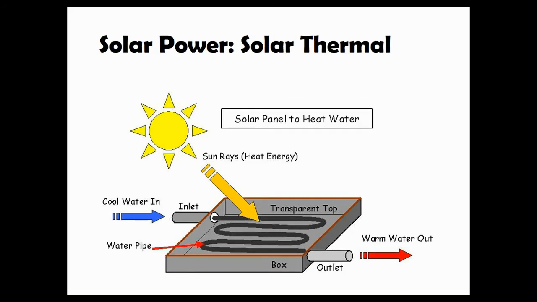Cool water is pumped in through an inlet. It then travels through coiled water pipes over a dark surface. As it travels, the dark surface absorbs heat and heats the water. The hot water is then pumped out of the outlet. This can be used to heat other things.